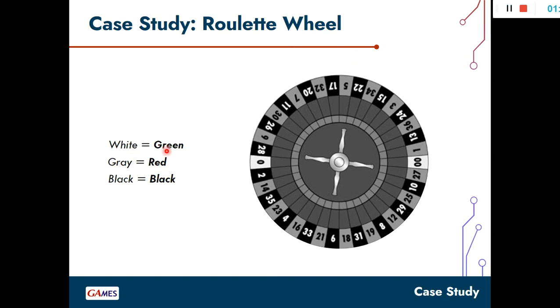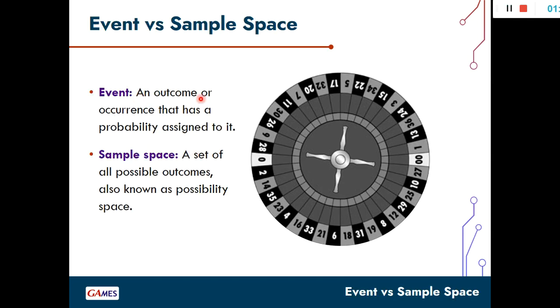Now, we want to place bets. Your events are any outcome or occurrence that has a probability assigned to it, which means any possible outcome in this whole scenario you're dealing with is an event. The sample space is the set of all possible outcomes. There are some outcomes here that are not possible. They are impossible outcomes, so the probability of their occurrence is 0.